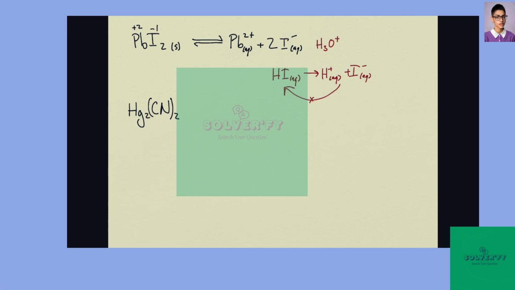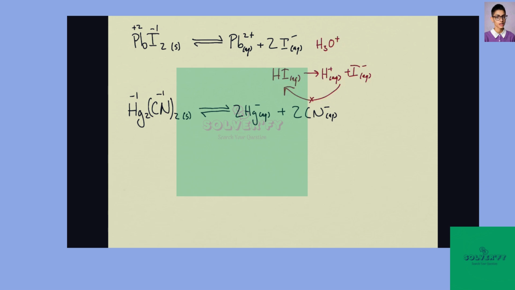For Hg2(CN)2, we know that cyanide has a charge of -1, which means mercury in this case also has to have a charge of +1. So this compound partially dissociates into Hg2 2+ and 2 CN minus.